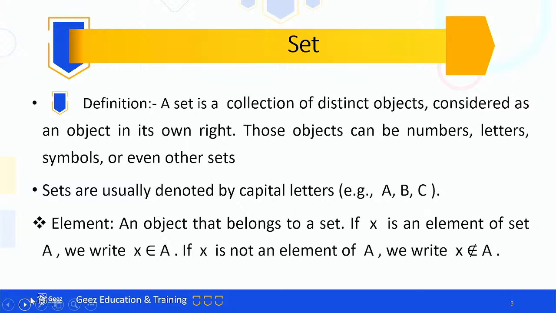So having this definition and notation, we have types of sets. So let's start with element. An object that belongs to a set is called an element. Say for example, if X is an element of a set A, then we write X belongs to A, or X is an element of A. If X is not an element of A, then we write X is not an element of A.